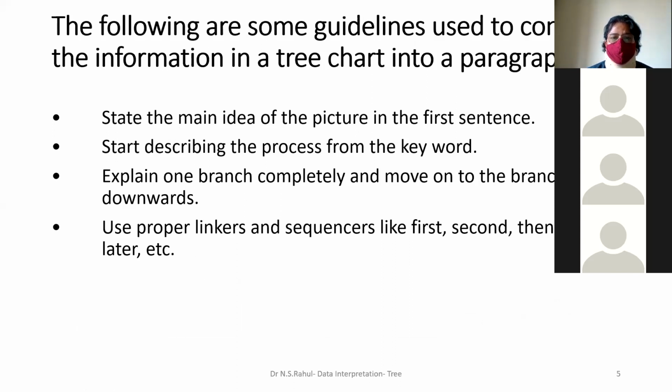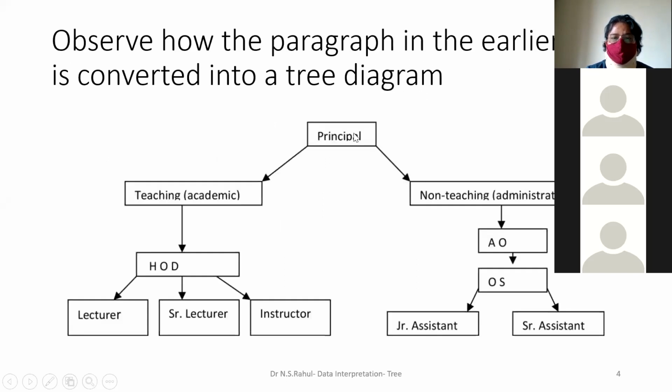We have to state the main idea of the picture in the first sentence. So this tree diagram gives the information about the system in a polytechnic. That should be your first sentence. And then start describing. It is not a process, so explain one branch completely and move on to the branches downwards. First, under principal, you have teaching, and under teaching, you have HOD, lecturer, senior lecturer, instructor. How many branches are there to principal in this tree diagram?